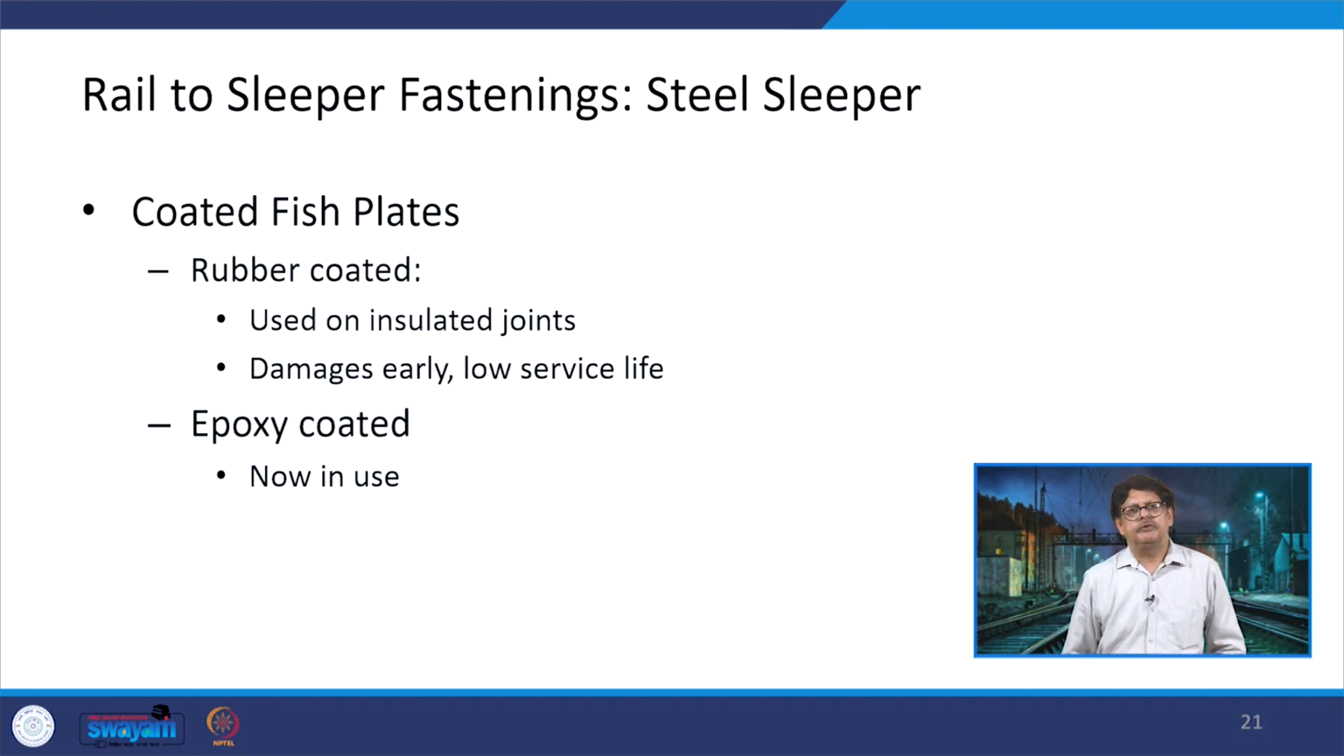Another type of fastening which is used is the coated fish plate. This coated fish plate is basically used at insulated joints. It can be rubber coated or epoxy coated. The rubber coated one has been in use, but because of its own properties, it has been observed that it gets abraded early or gets damaged because of the loads, and because of that there was a low service life. So, now what we are using is an epoxy coated fish plate, and these are used at those locations where the insulation of the joints needs to be done on the track.